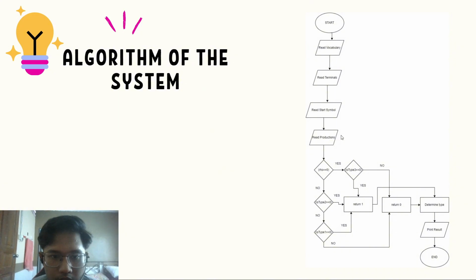So next, it will go to the determine type. Based on the evaluation, it will determine the type of grammar. There are 4 types of grammar, which is type 0, unrestricted grammar, type 1, context-sensitive grammar, type 2, context-free grammar, and type 3, regular grammar. And next, it will go to the print result. And lastly, it will go to the end of the process.